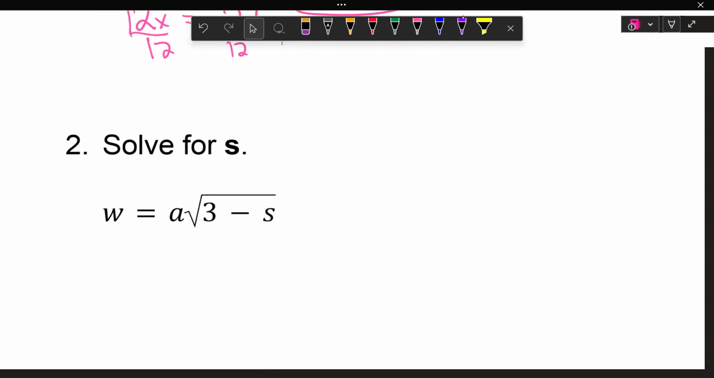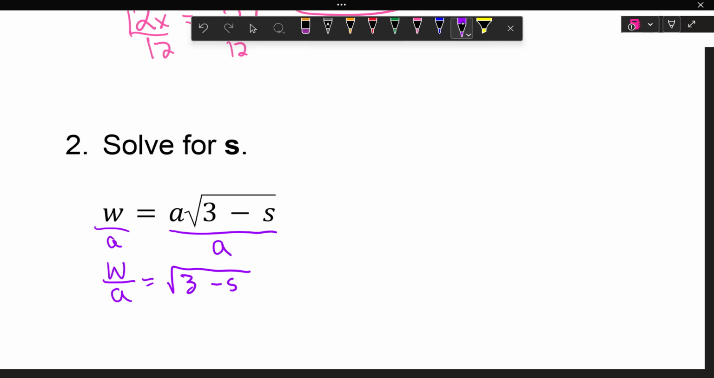All right, our literal equation, we had some issues with this. We got to solve it for s. So first, we need to get the square root by itself. So we got to get rid of that a. That's a times the square root of all that junk, so we got to divide. So it's w over a equals the square root of 3 minus s.